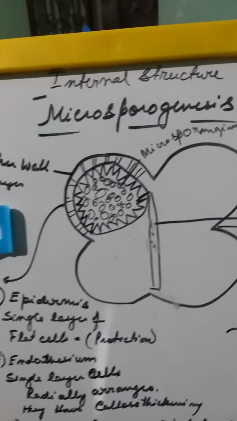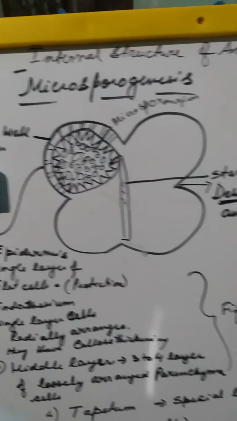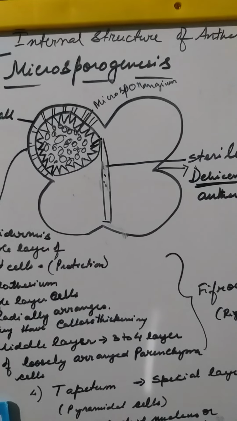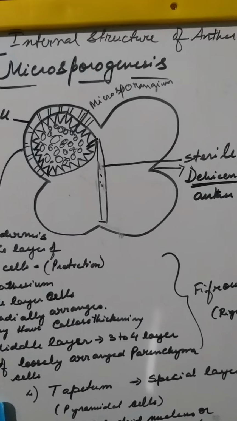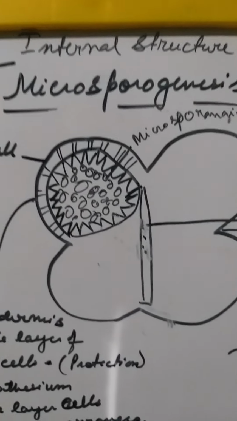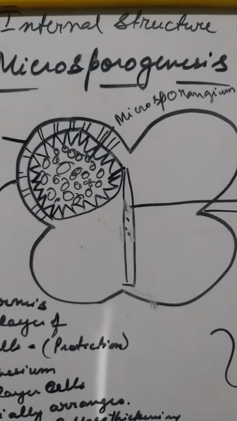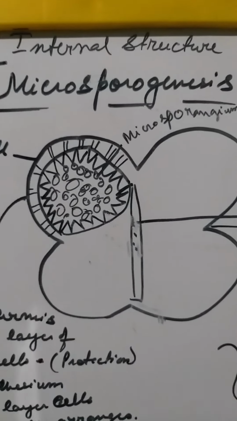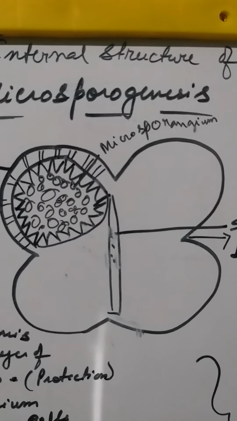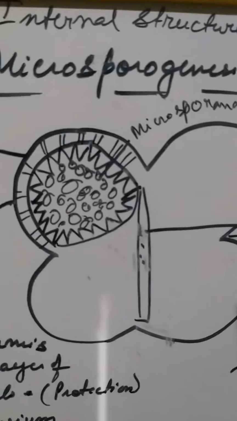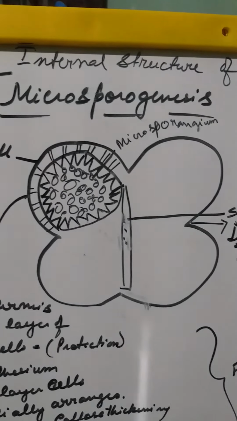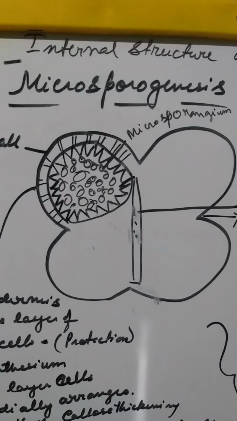Now, as you can see, it is written the internal structure of the anther. So today's topic that we would be dealing with is the internal structure of the anther and the microsporogenesis. Now, what is microsporogenesis? Microsporogenesis is basically a process by which pollens develop within the anther. That means the production of male gametes in the flowering plant.